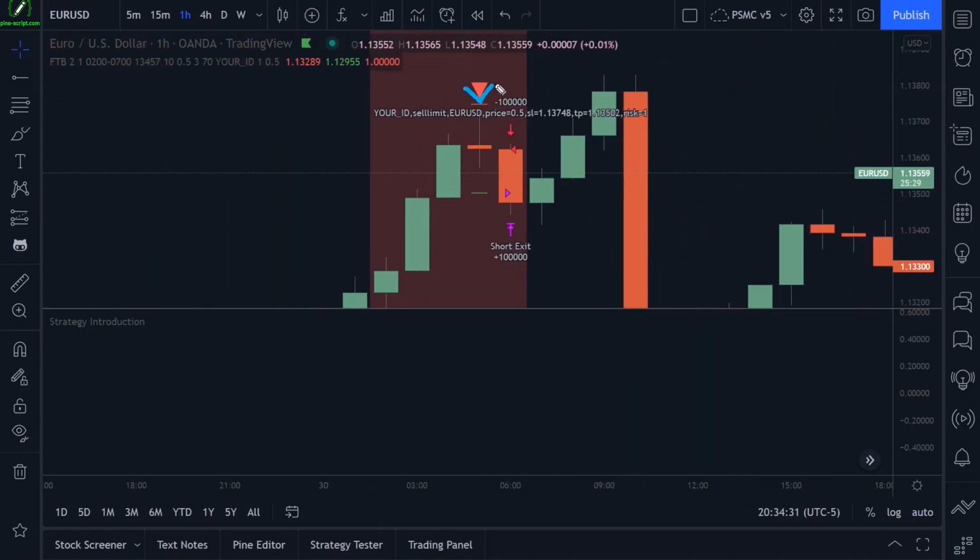This is our signal candle. This generates our short order, the command to go short, but it doesn't happen until this bar closes and we enter short on the next bar.